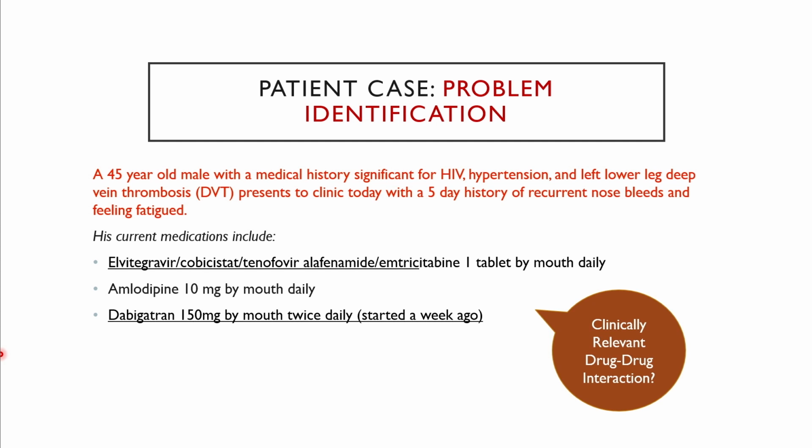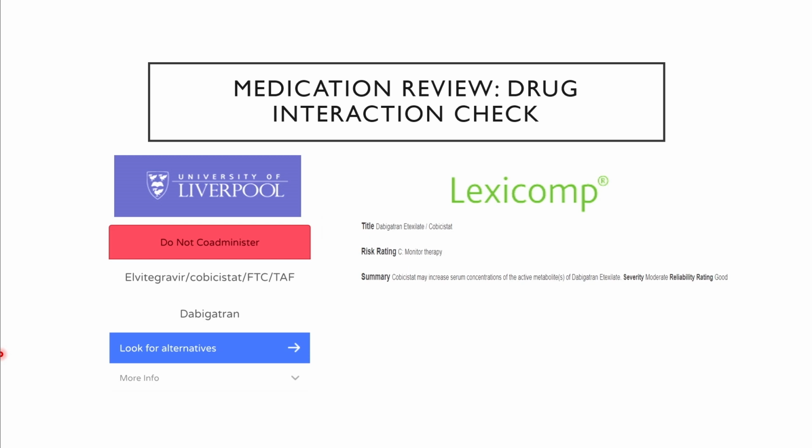When we take a closer look, in fact, there is an interaction between cobicistat, which is a PK booster or pharmacokinetic booster or enhancer that's provided as part of his antiretroviral regimen, and his oral anticoagulant, dabigatran. So our next step is understanding what resources we need to use to help support this. Is there data to support this drug interaction, and is this drug interaction clinically relevant? And could it possibly explain why this individual has developed this side effect from dabigatran?